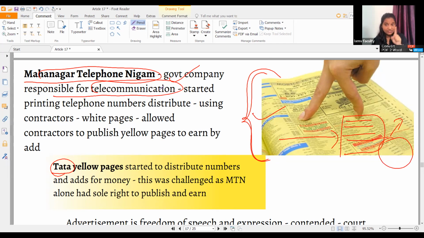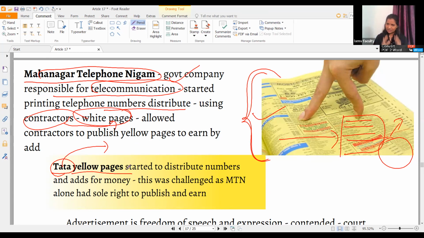So this Mahanagar Telephone Nigam was publishing these numbers. They had the exclusive license to publish these numbers, and they were also distributing it using contractors, and these contractors were allowed to make white pages. These white pages contained a lot of advertisements. That's how they earn and circulate. That's what was going on. But suddenly a private player came in and started to publish Yellow Pages.